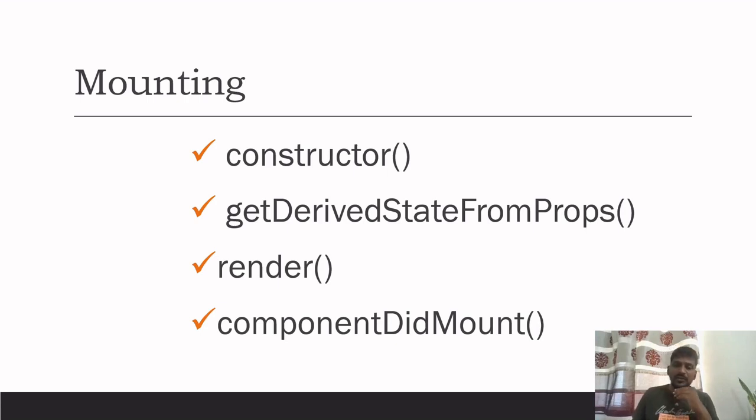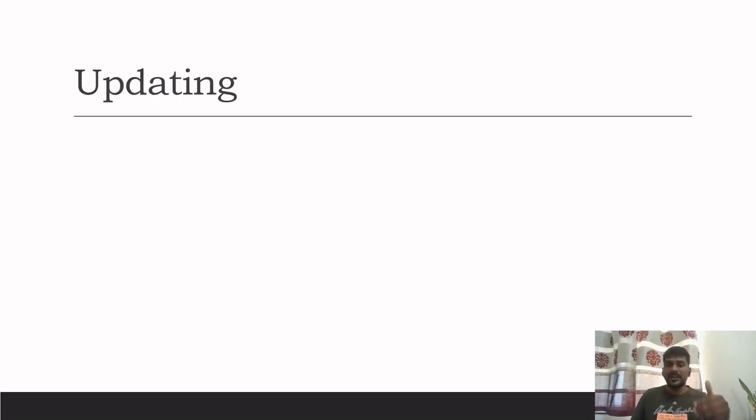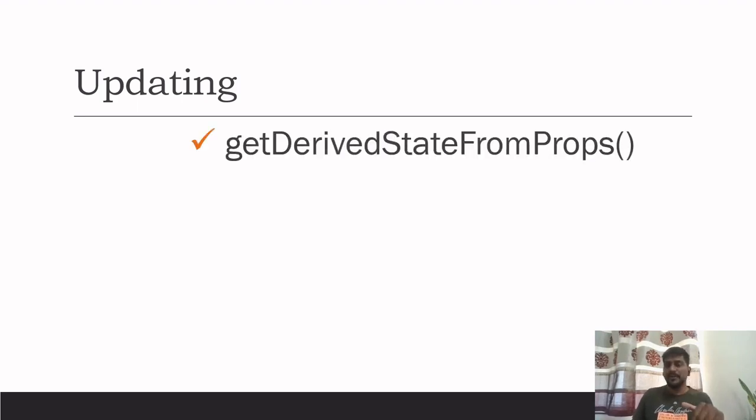Then comes our second phase, which is called the updating phase. In the updating phase, the first method which gets called is getDerivedStateFromProps. This method was also available in the first phase, the initialization or mounting phase. And in the updating phase also, if you click on some button or try to change something, this method gets called first.